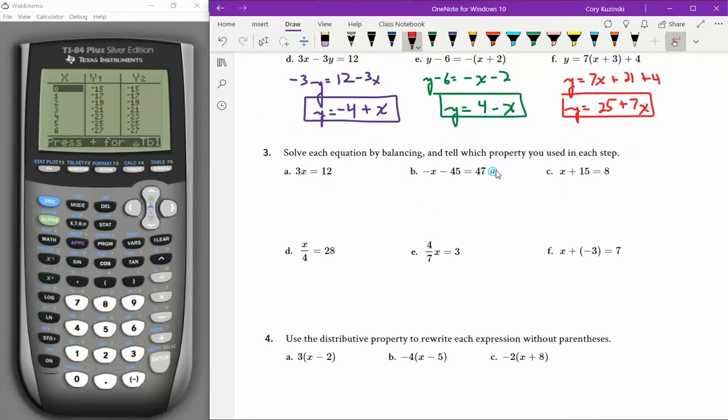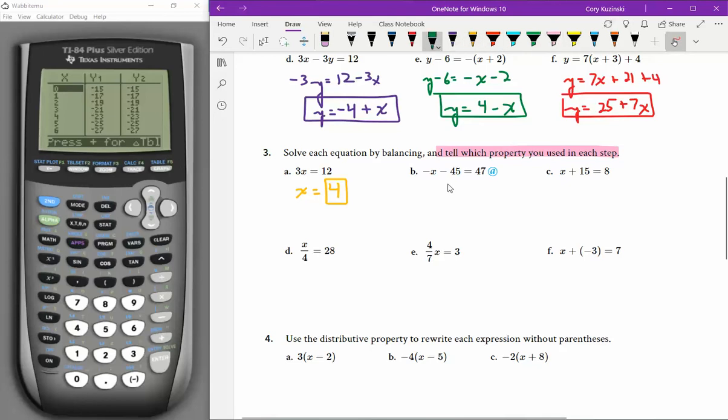Moving on. Solve each equation by balancing. Tell which property you used for each step. So on this one, if I divide both sides by 3, I get x equals 4. So as far as this part, tell which property, I'm just going to say that out loud. The property I used is the division property of equality.